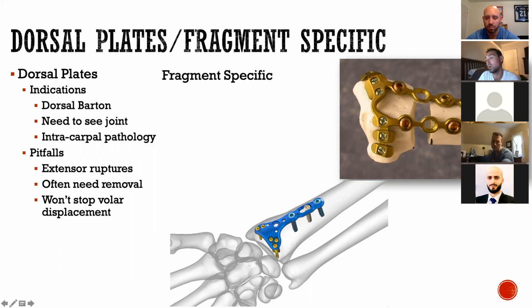Also, when you are fixing these, if you need to look directly at the joint, the easiest way to do this is dorsally, where you don't have to violate the volar ligaments, which can destabilize the wrist. So any intra-articular stuff that needs to be directly reduced can be done dorsally. And if you also have some kind of a carpus injury that you need to see dorsally as well, you can combine this. The problem with this is that you're putting a plate on a bone that has tendons that run directly over it without any protection, and you can get tendon ruptures.